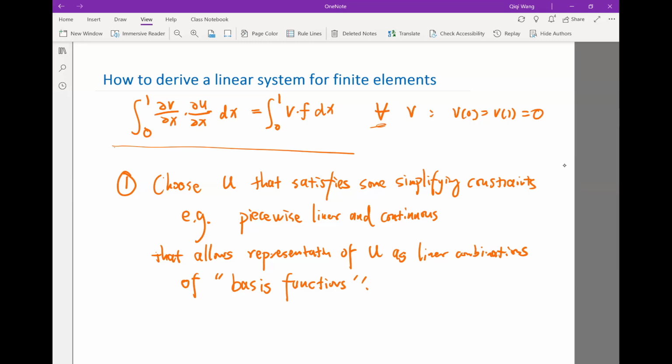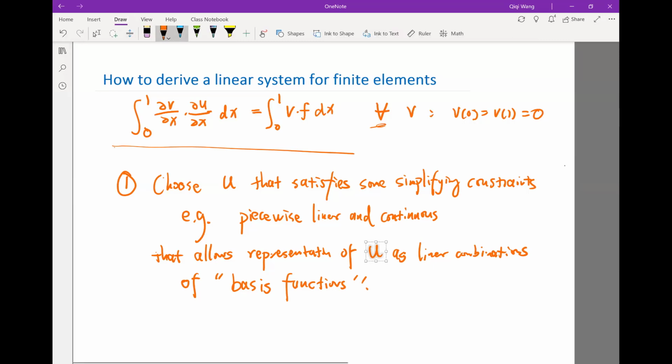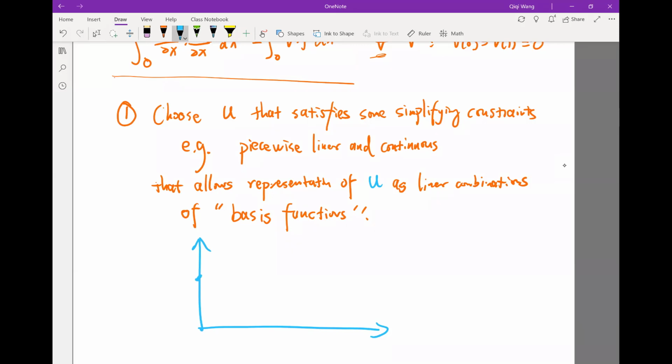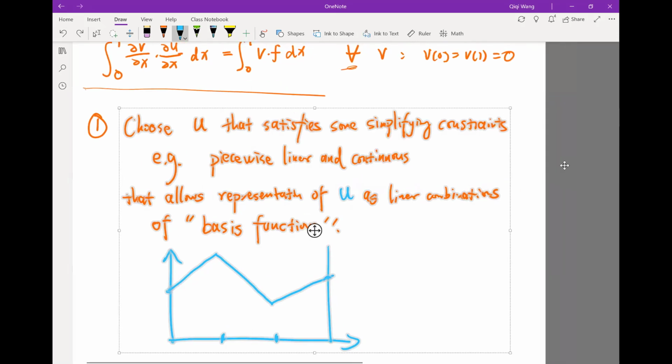To illustrate the idea of basis functions, let me give you this specific case. Let me say I have the domain and I split the domain into 3 elements. And my U can be anything that is linear within every single element and also continuous.